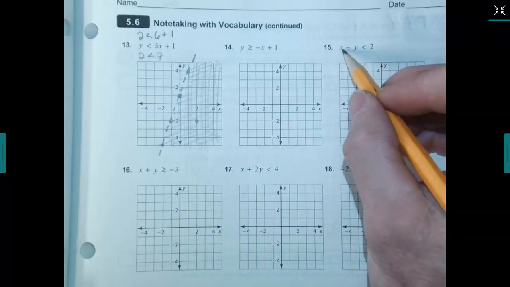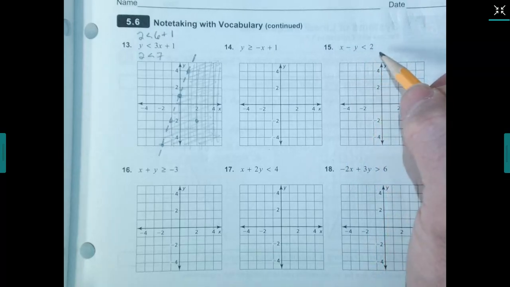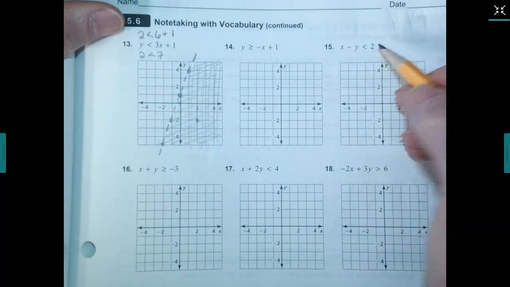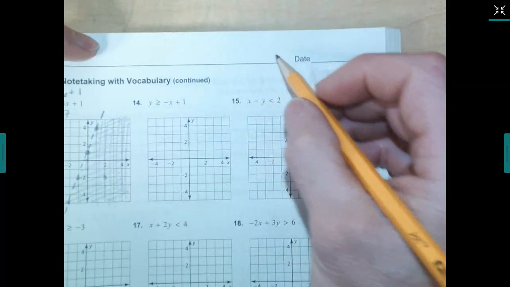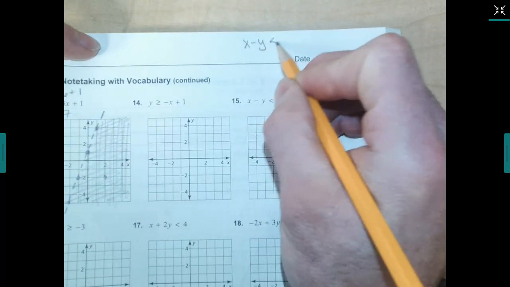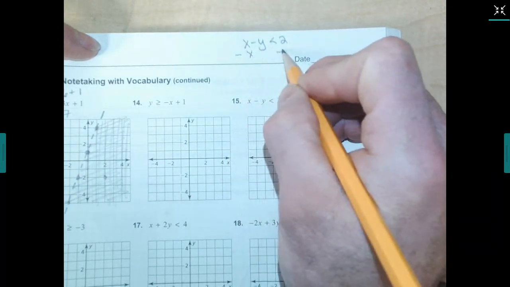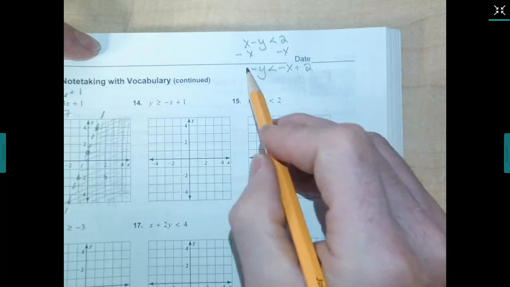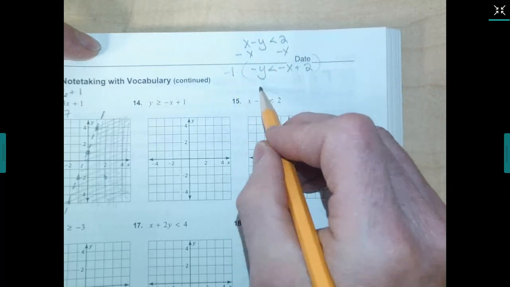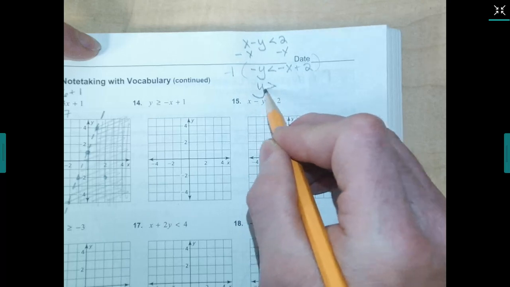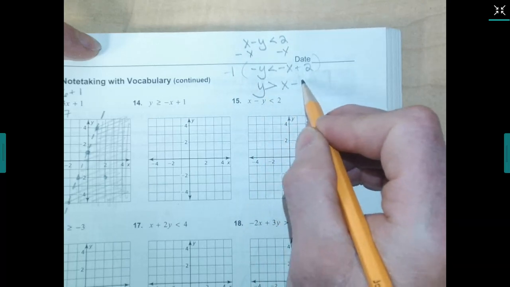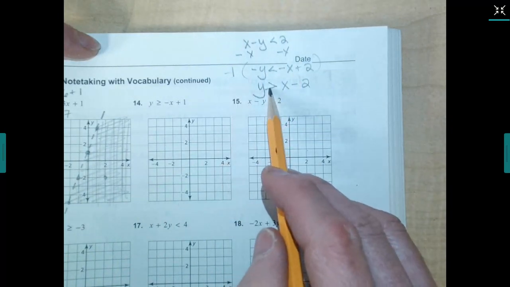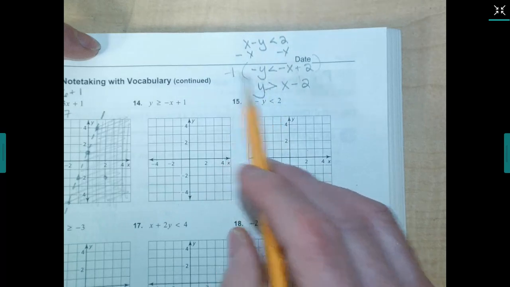Nice work, team. X minus y is less than 2. Let's change this into y equals mx plus b. So I'll go x minus y is less than 2. Minus x, minus x. So negative y is less than negative x plus 2. I'll multiply everything by negative 1. So I get y is greater than x minus 2. Don't forget, if I multiply or divide by a negative, I have to switch my inequality.